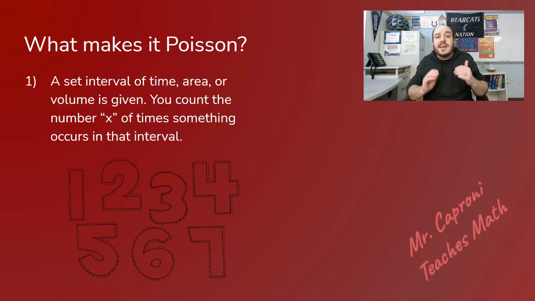First off, you must have a set interval of time, area, or volume that's given to you. And then in that amount of time or area or volume, you count the number of times something occurs. So in our example we talked about at the beginning today, that would be in a given month, we were looking at the number of car accidents that occurred. Now we knew that the average was 3, but we wanted to know another number, like maybe 2, for example. So in that case, 2 would be our X.